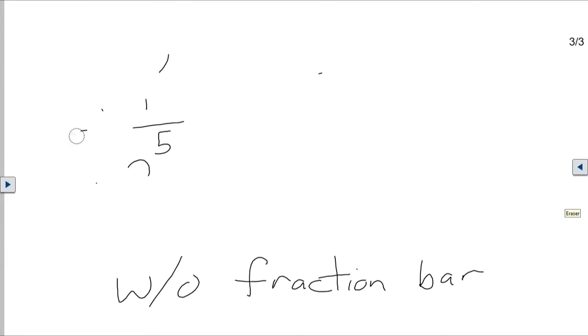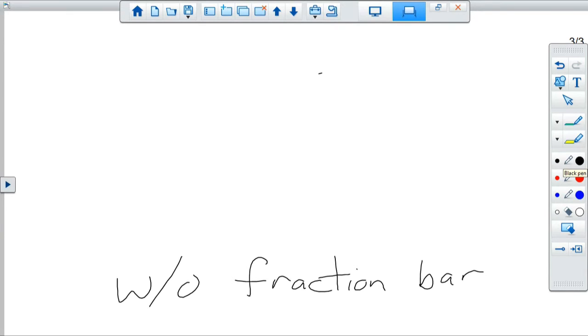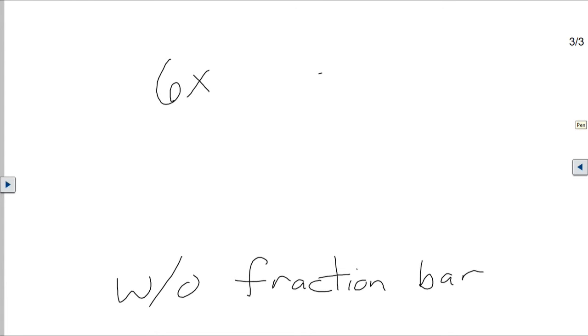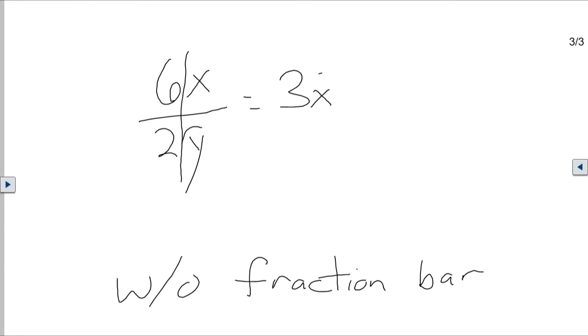Okay, so this time, let's start with 6x over 2y. Okay, so again, we'll start with our coefficients. 6 over 2 simplifies to 3. Okay, now I want it without a fraction bar. My x is good. It's already in the numerator. I don't need to do anything with that. Okay, what I want to be able to do, though, is take that y and move it up into the numerator so it's no longer in the denominator, right?